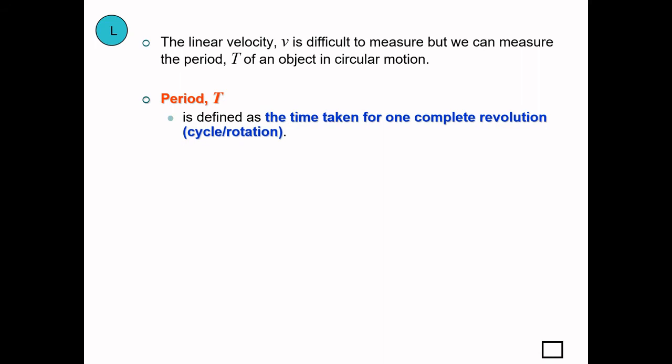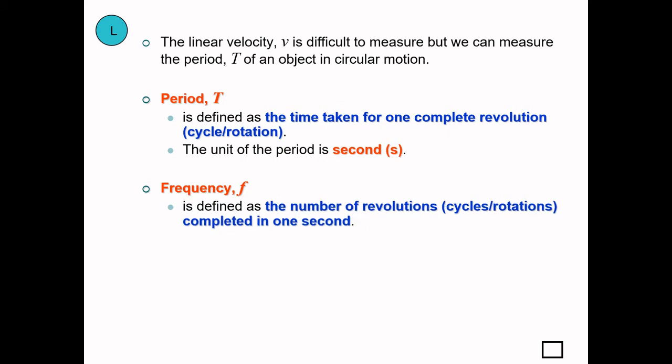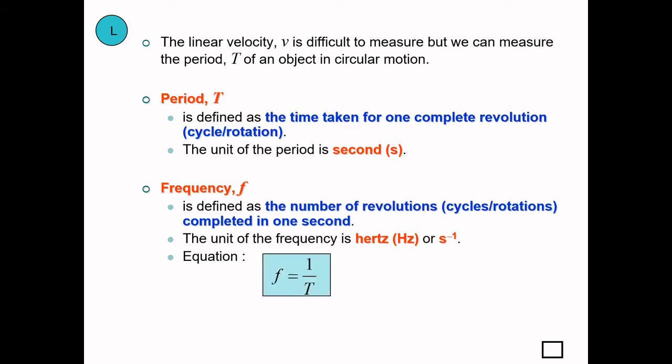Period is defined as the time taken for one complete revolution. The unit of the period is second. Frequency is defined as the number of revolutions completed in 1 second. The unit of the frequency is hertz or per second. To find the value of frequency, we can use f, frequency, equals 1 over period.